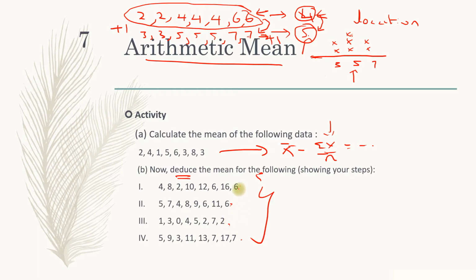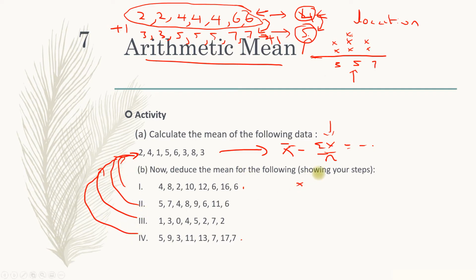For this deduction, you don't need to take your calculator to do the calculation for you. You need to show what happened to the mean for these sets of values based on what happens here. Because these sets of values have a relationship with this one. So deduce the relationship and you will be able to deduce the mean as well.